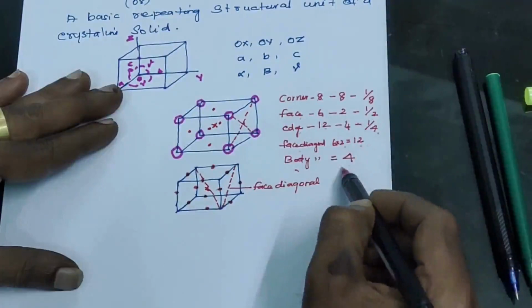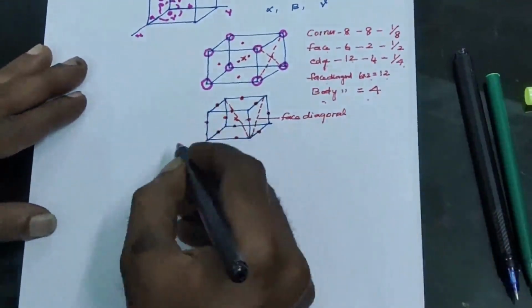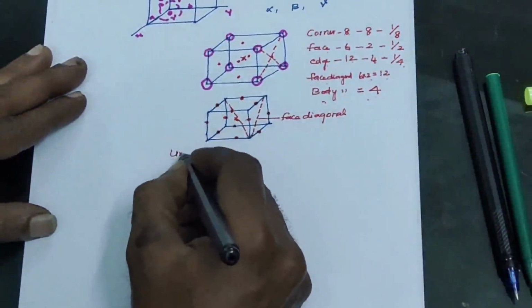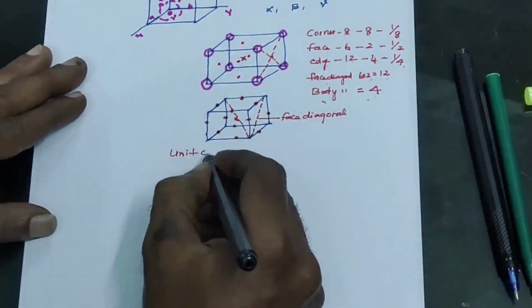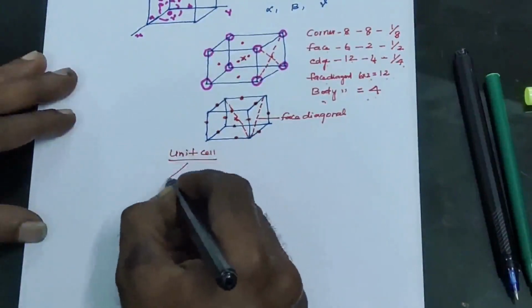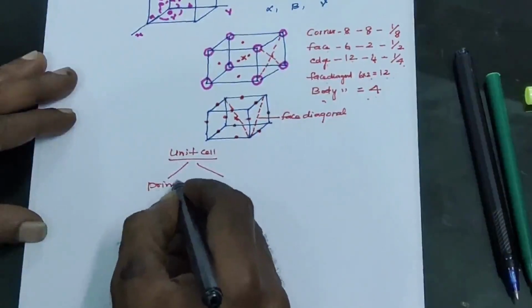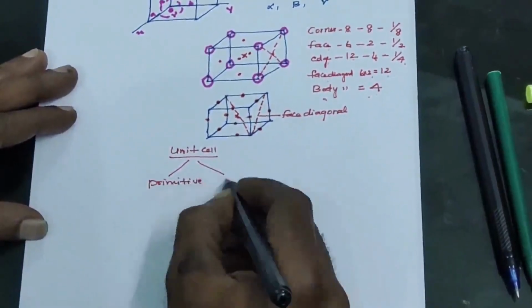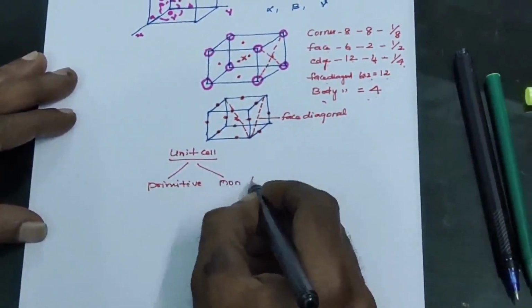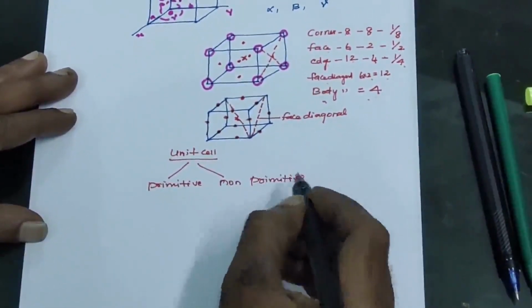face diagonals totally 12, body diagonals totally 4. Then next, unit cells are classified into two types: primitive and non-primitive, or centered.